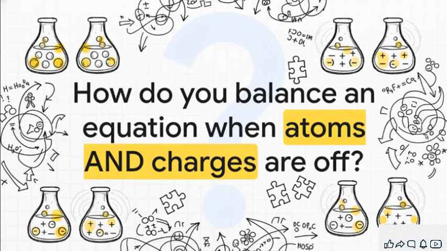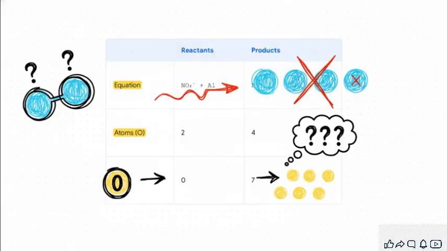Okay, and all of this brings us to the main event, the big question. What do you do when you've got an equation where not only are the atoms all out of whack, but the electrical charges on both sides don't even match up? Yeah, you can't just slap some numbers in front and call it balanced. This is a whole different level of puzzle. Let's take a look at a real example so you can see what I mean.